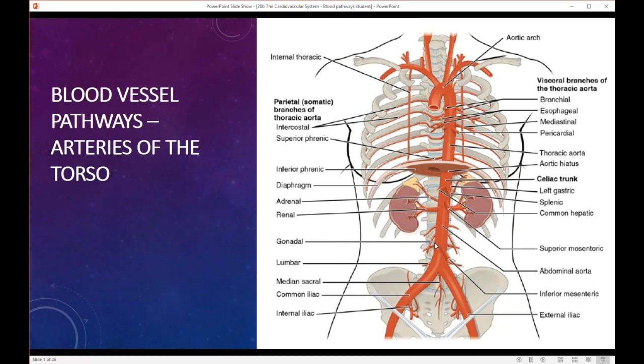And we're going to come and we're going to split into the common iliac. And they split right here at the iliac crest. So there's the common iliac. And then we're going to split into the internal iliac and the external iliac.